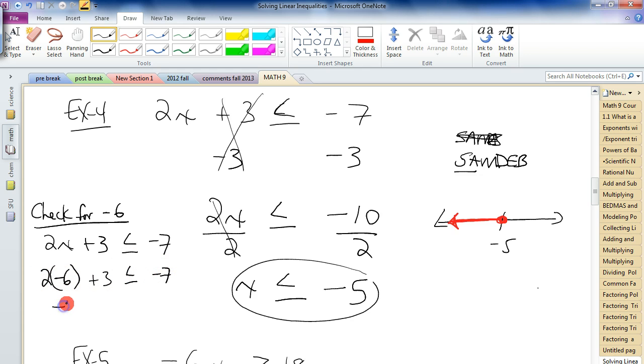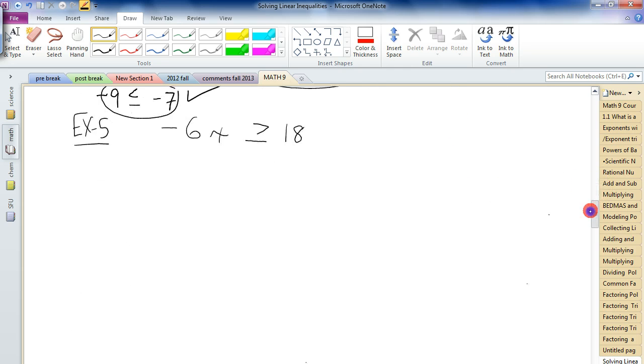That times that is negative 12. Plus 3 greater than or equal to negative 7. And negative 12 plus 3, you're down 12, then you're up 3, you're down 9. Is this true? Is negative 7 greater than or equal to negative 9? Yes, it is. I'm right. Again, if you're stuck, numbers more to the left on the number line are smaller. Shouldn't have had to tell you that, but whatever.